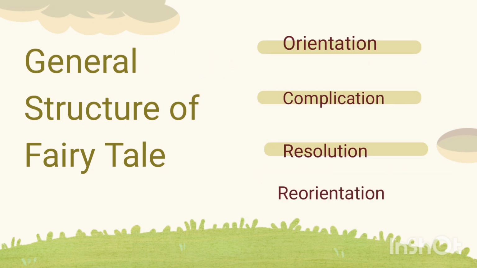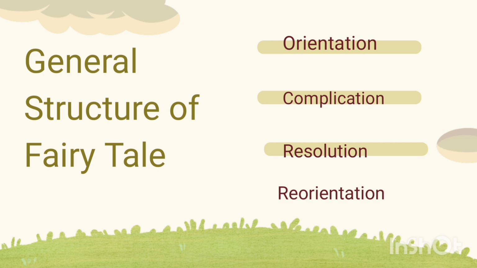General structure of fairy tale. The first one is orientation, that is the name of the character or the name of the place where the event happened. And the second one is complication. In complication, there is a problem of the story.